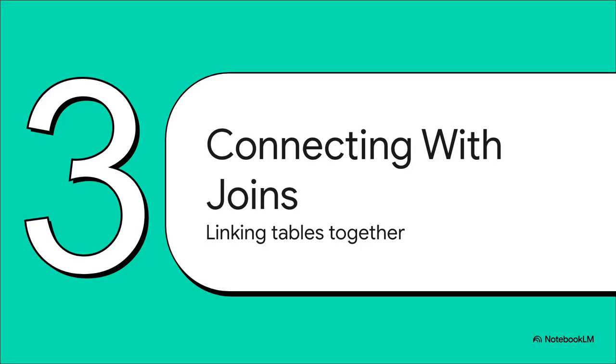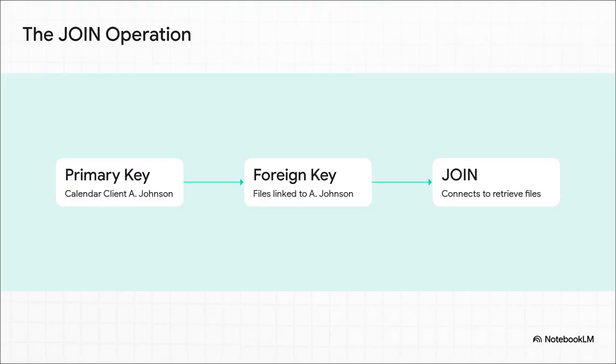Section 3. Connecting data with joins. And we actually retrieve this beautifully separated data using a SQL join. Let's step away from the cat store for just a second and look at an attorney analogy. Step 1, you have a calendar table with an appointment for client A. Johnson. That is our primary key. Step 2, you have a separate files table holding legal documents, which contains a foreign key linking back to client A.